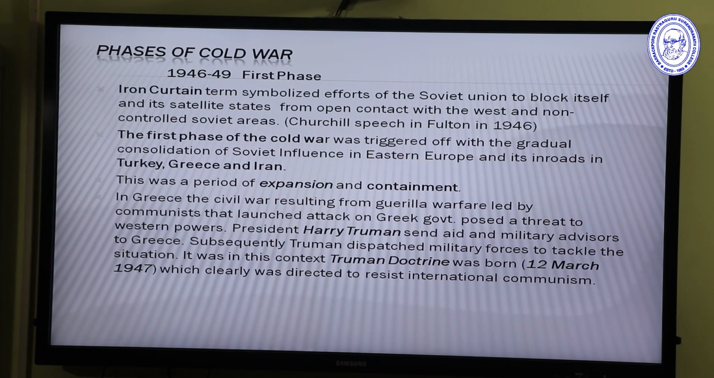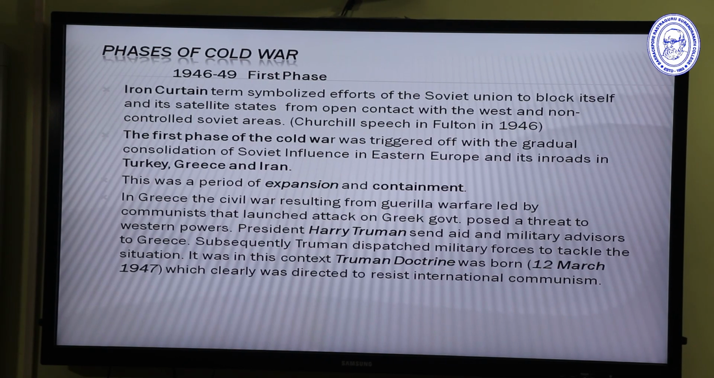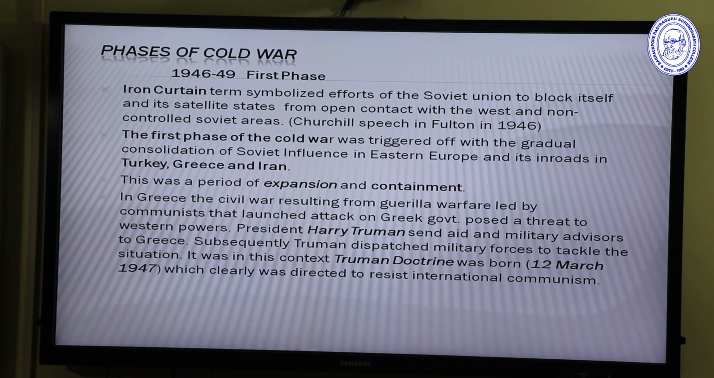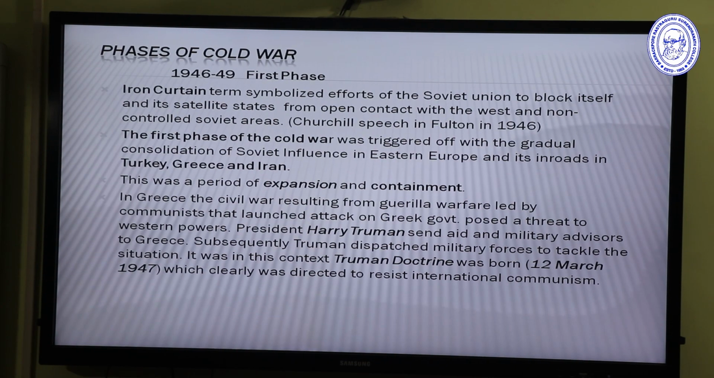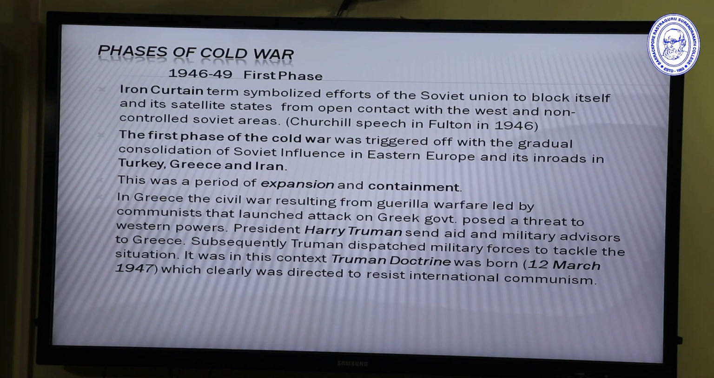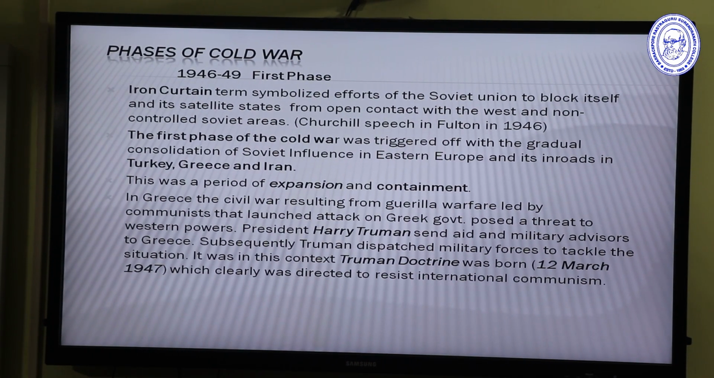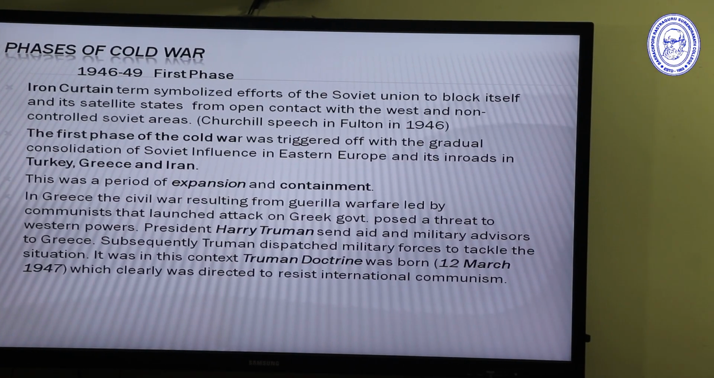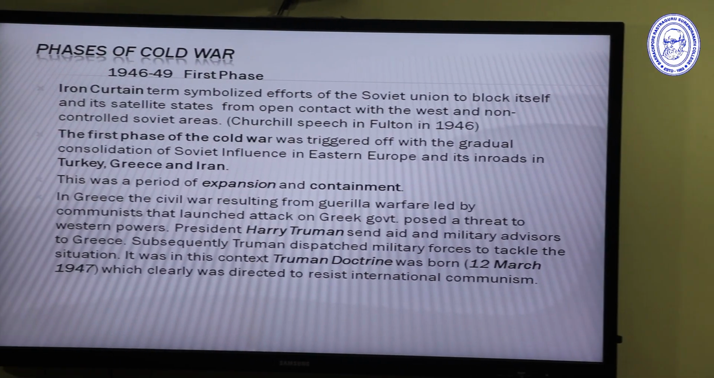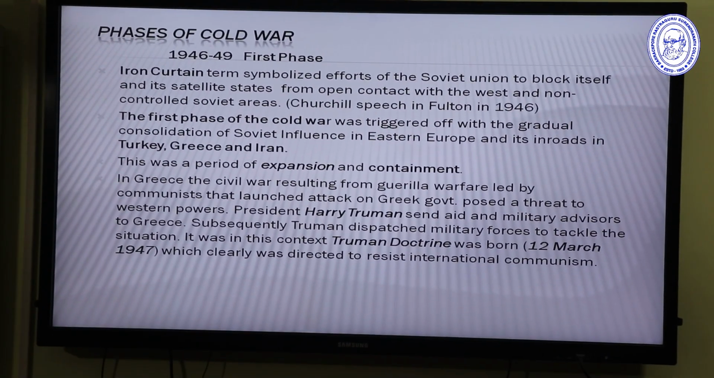Now, I would like to explain what happened in Greece. In Greece, a civil war broke out. It was a war initiated especially by the communists, who were using guerrilla tactics in order to overthrow the government. It is in this historical backdrop that we see President Harry Truman coming into the picture and announcing the Truman Doctrine on 12th March 1947.